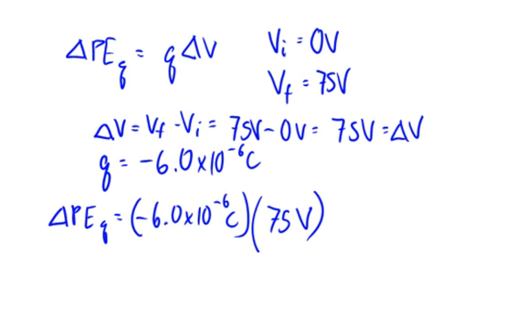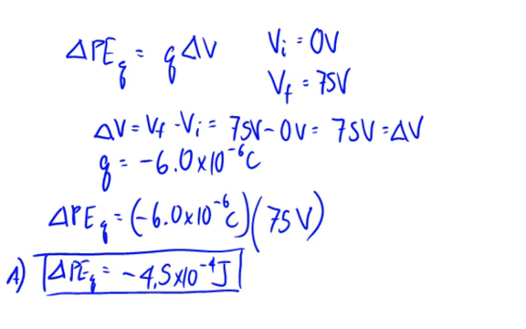And now we put the numbers into the calculator. I get that the change in the electrical potential energy is -4.5 times 10 to the minus 4 joules. In other words, when this negative charge was moved through this potential, the charge lost energy. In particular, it lost electrical potential energy. It may have gained kinetic energy in the process, but whatever happened, it lost electrical potential energy.